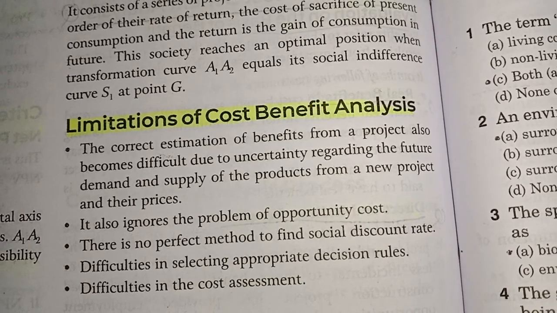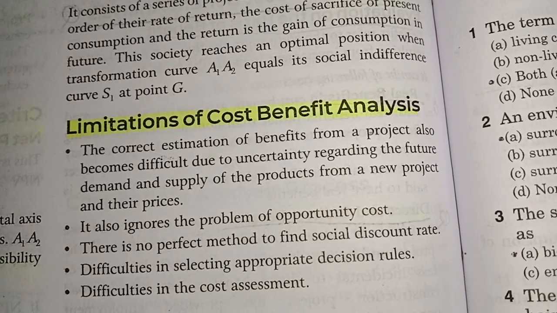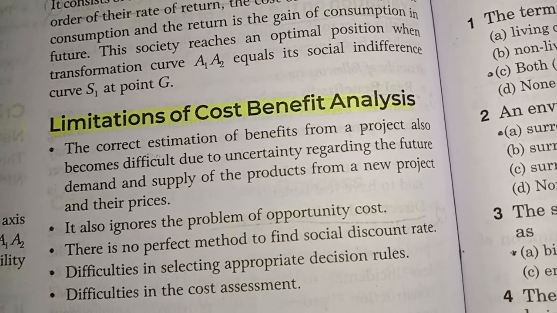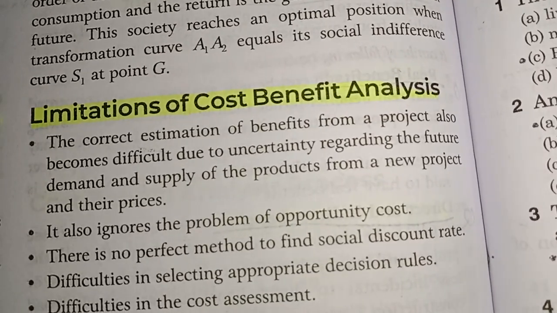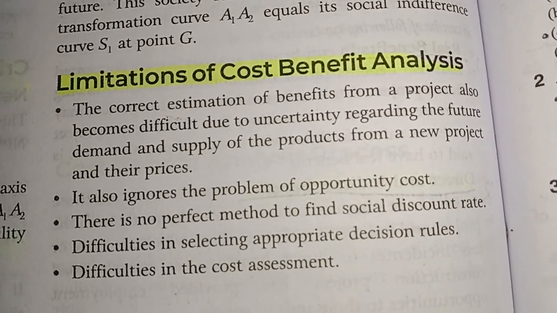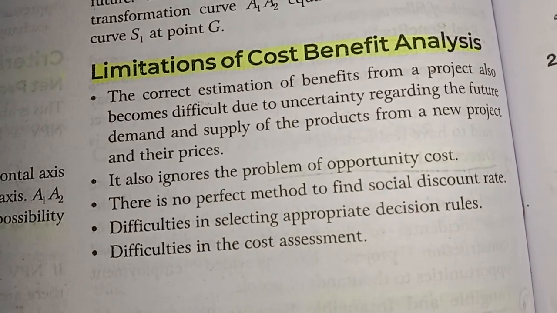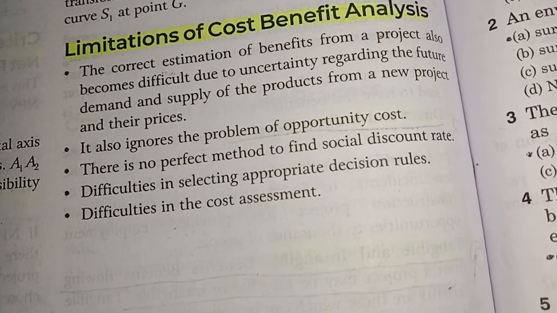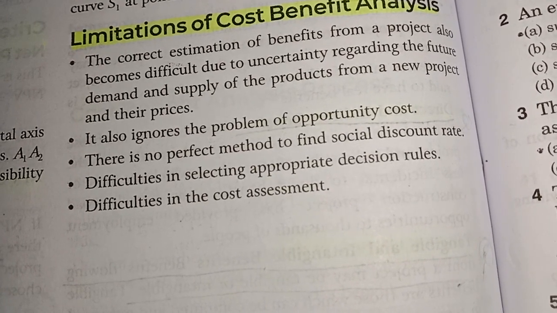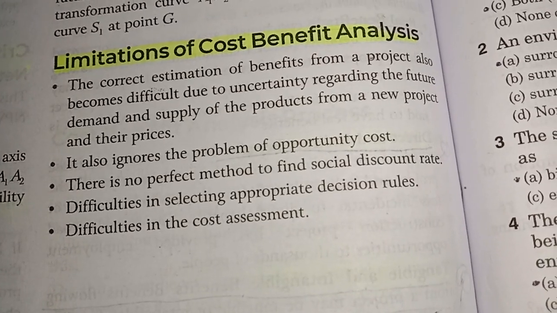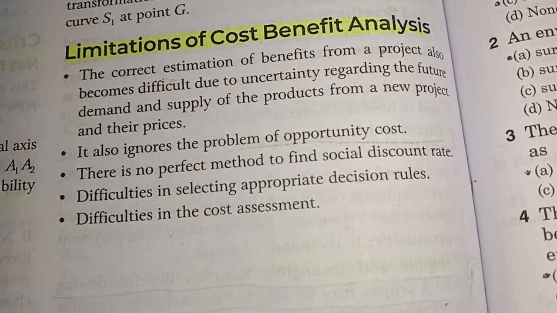Limitations of cost benefit analysis. The correct estimation of benefits from a project also becomes difficult due to uncertainty regarding the future demand and supply of the products from a new project and their prices. It also ignores the problem of opportunity cost. There is no perfect method to find the social discount rate, difficulties in selecting appropriate decision rules, and difficulties in the cost assessment.